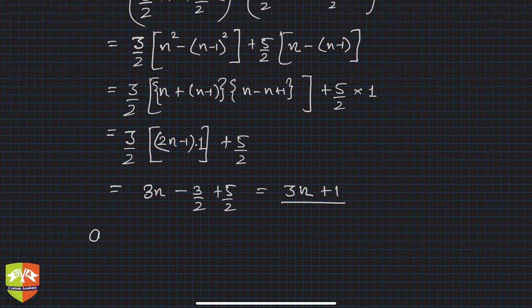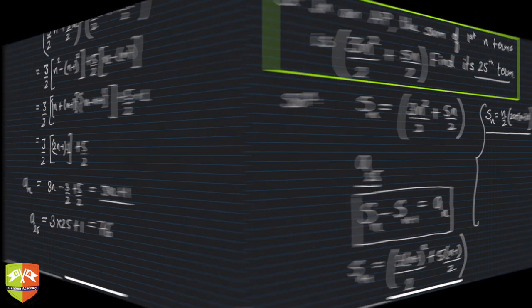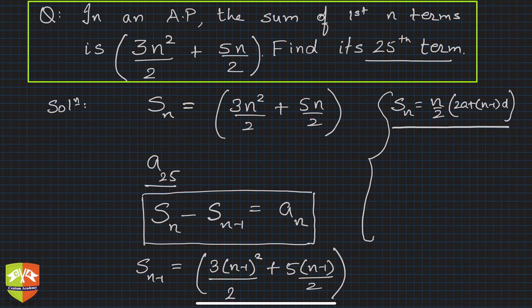Right? So A25 we have to find out. So what is A25? This was An, so An is equal to this much. So A25 will be 3 times 25 plus 1, which is 76. Now let's try to solve this problem through another approach, through the formula method, right?